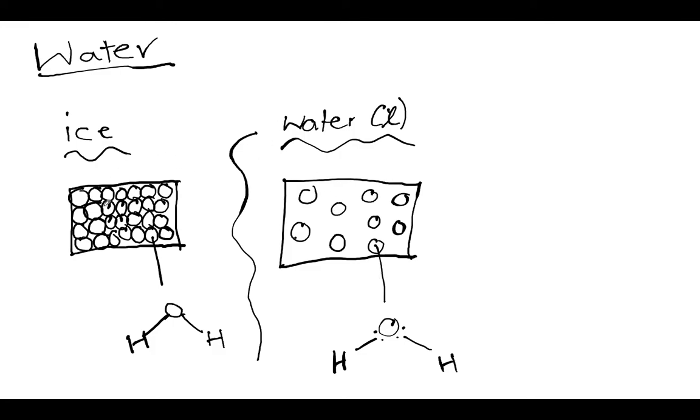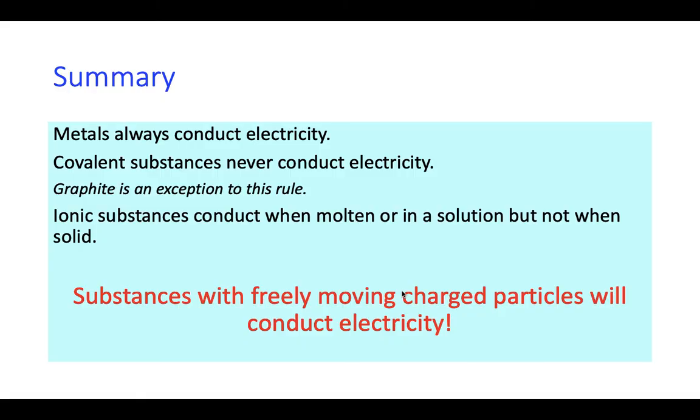So whether it is a solid, whether it is a liquid, the electrons involved in covalent bonds are tightly held up in those bonds, and therefore they cannot conduct electricity. So, to summarise, metals always conduct electricity. Covalent substances never, ever, ever, ever conduct electricity, with the exception of graphite.